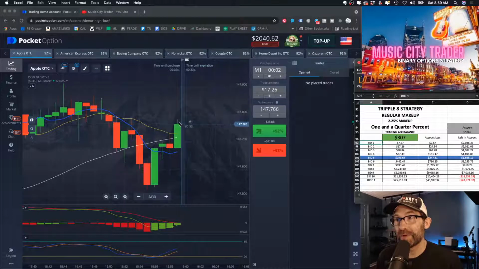so my next trade will be a put, and I'm going to try to get it as high as possible. Within the next 30 seconds, I'm going to make a put on this candle.